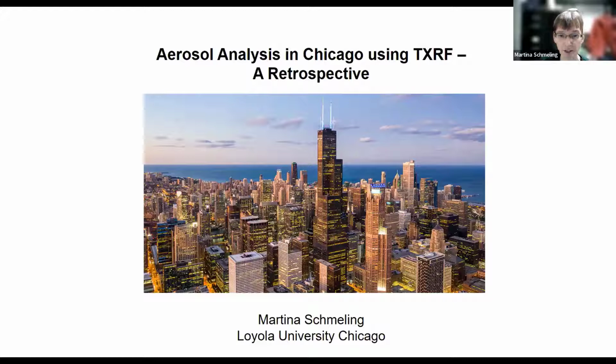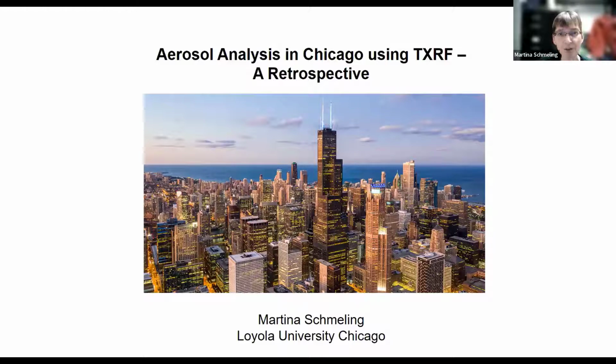And I picked this up again when I moved to Loyola. In the meantime, I was working with René van Grieken in Belgium. We did also aerosols there, and the topic continued when I was doing my second postdoc at Princeton, where we did a broader range of aerosols, not only for TXRF. So I still did TXRF analysis, but we did also some other methods, and this broadened my horizon. So you will see not only TXRF data, but also some other data.